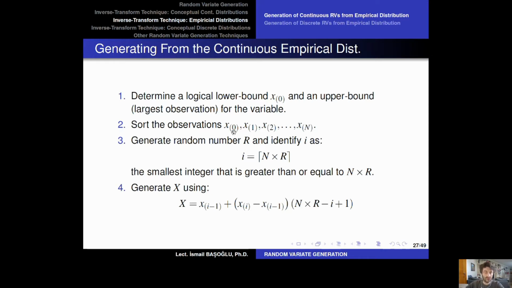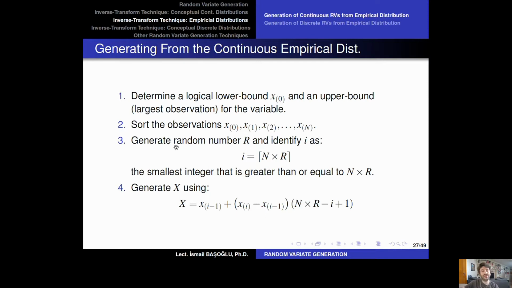So x0 is my logical lower bound for the observations. X1 is the smallest of my observations. X2 is the second smallest of my observations, so on and so forth. And capital XN here is the largest of my observations, or the logical upper bound itself. So all observations are sorted from smallest to largest, and you are also including the logical lower bound and the logical upper bound if they are selected separately from the data. You are sorting them from smallest to largest.